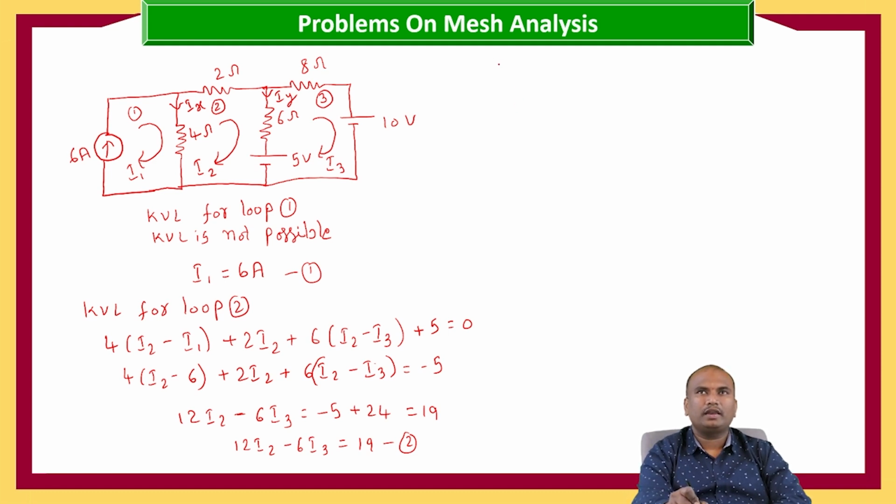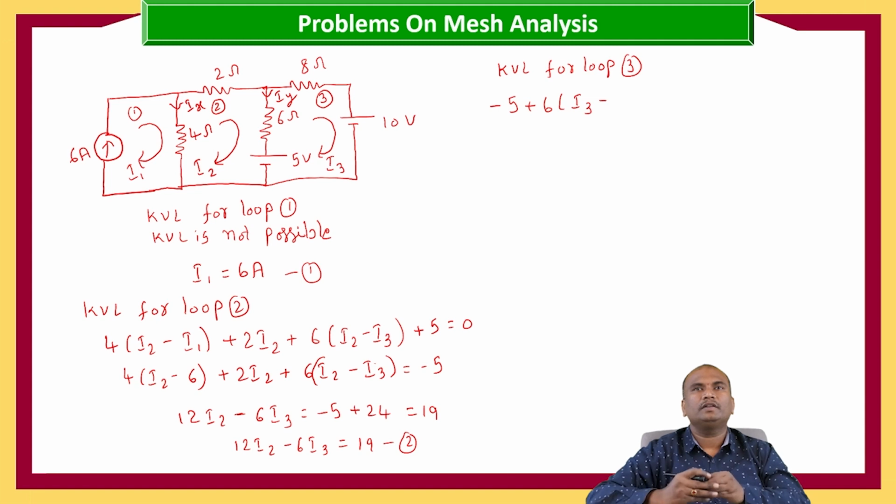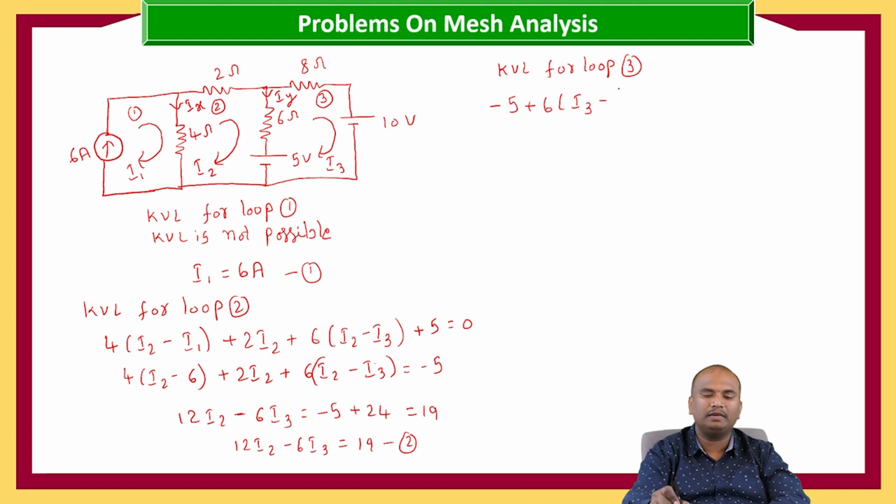And now KVL for loop 3. When we are writing the KVL for loop 3 or mesh 3, current is entering the negative terminal of minus 5 volts, so minus 5 plus 6 into (I3 minus I2) plus 8 into I3 plus 10 equals to 0.